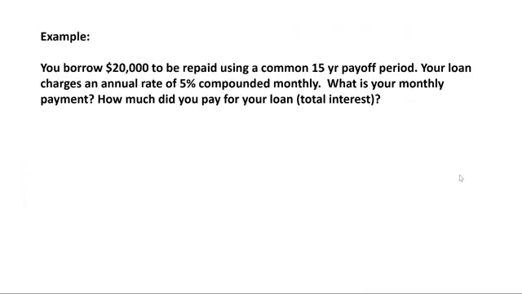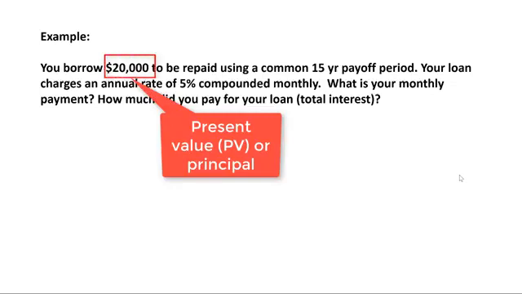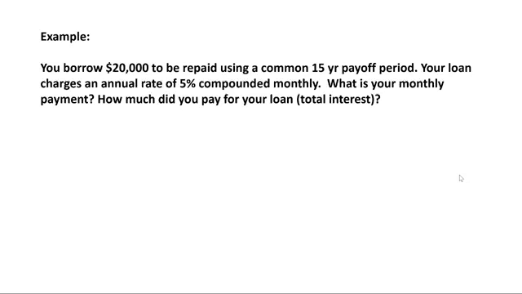So let's work through this first example. You borrow $20,000, so that's going to actually be your present value or your principal, and that's out of the bank, so it's going to be positive. To be repaid using a common 15-year payoff period, your loan charges an annual rate of 5%, but it's compounded monthly. And the question is, what's your monthly payment? And overall, how much did you pay for the loan?